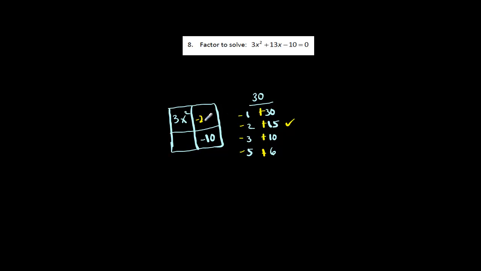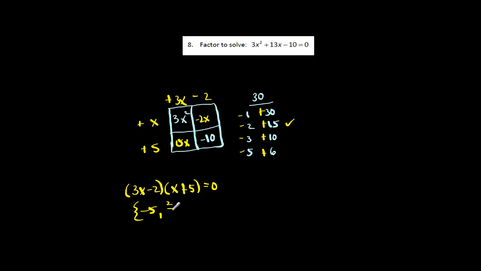So I would put negative 2x here and 15x here. Positive, positive, positive, negative. Remember, the signs here take on the sign of the box closest to it. Get a 15x and a negative 10x, or a negative 10, that gives me a 5. Factor out an x, 3x here, and a 2 here. So this gives me 3x minus 2 times x plus 5 equals 0. This gives me 2/3, and this gives me negative 5. So negative 5 is one root, and 2/3 is the other root.